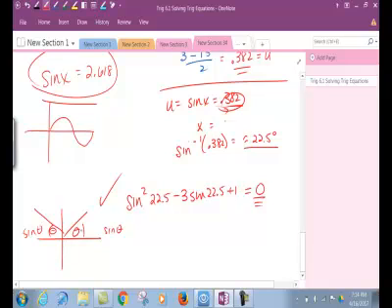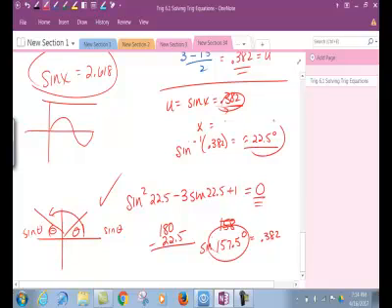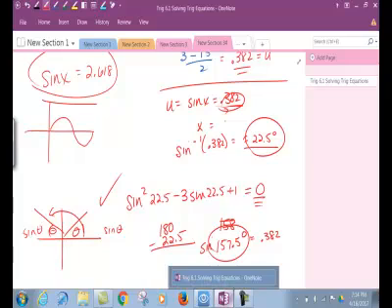So how do we find the rotation angle? The way we do it is we take 180 minus 22.5. And so we're saying at 157.5 degrees, the sine is also approximately 0.382. So our two solutions are 22.5 and 157.5.